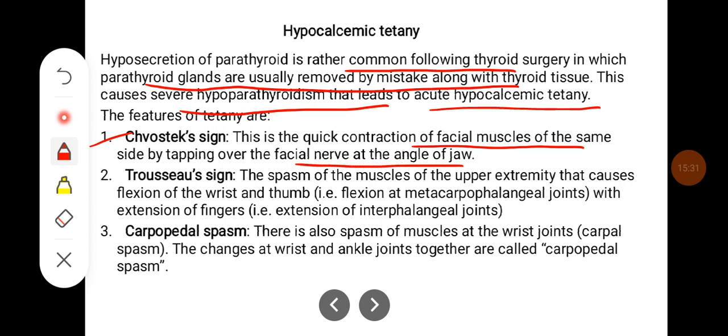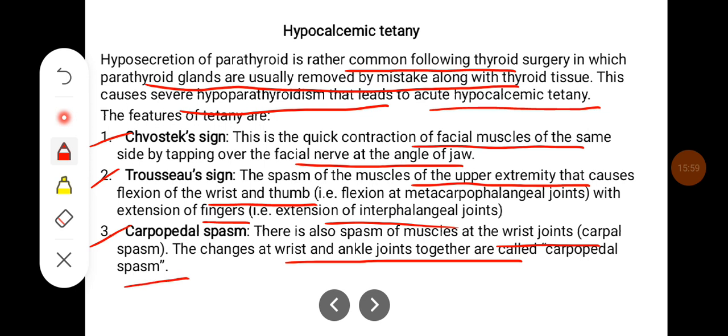the angle of jaw. Trousseau sign is a spasm of the muscles of the upper extremity that causes flexion of the wrist and thumb, that is the flexion at metacarpophalangeal joints with extension of the fingers, that is extension of interphalangeal joints. Carpopedal spasm is also a spasm of muscles at the wrist joints, that is carpal spasm. The changes at wrist and ankle joints together are called carpopedal spasm.